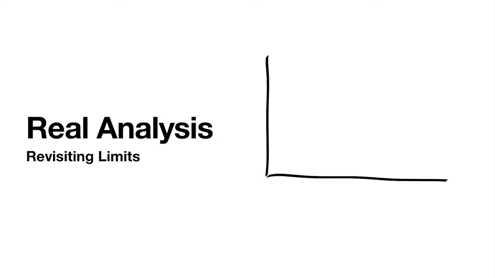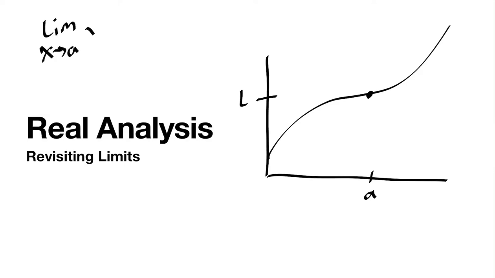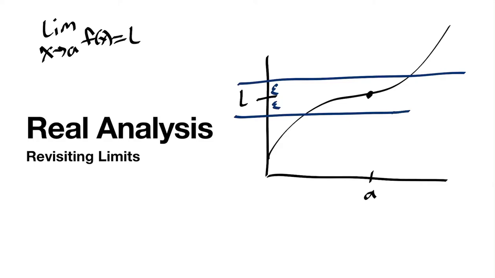some sort of function, and then you've got some point here, and we'll call that point A, and then you've got a height L, and we're looking at the limit as x approaches a of f of x is equal to capital L. And so if you remember this idea, what that meant was we took some sort of epsilon window around L, so we added an epsilon on the top and the bottom of L to look something like this.